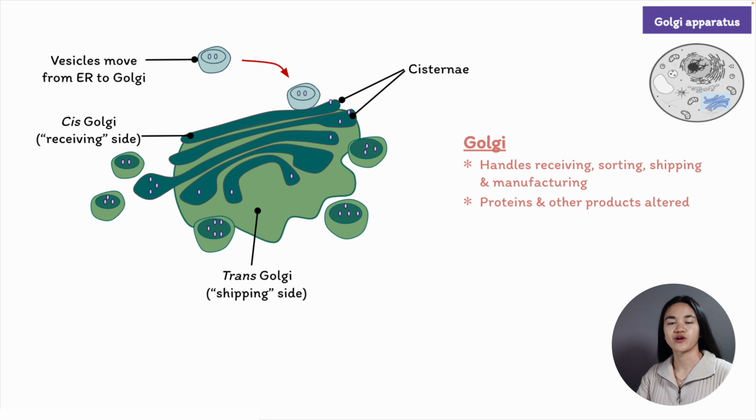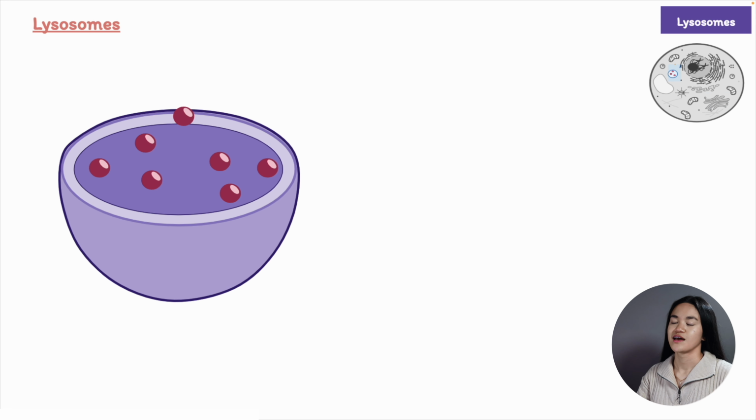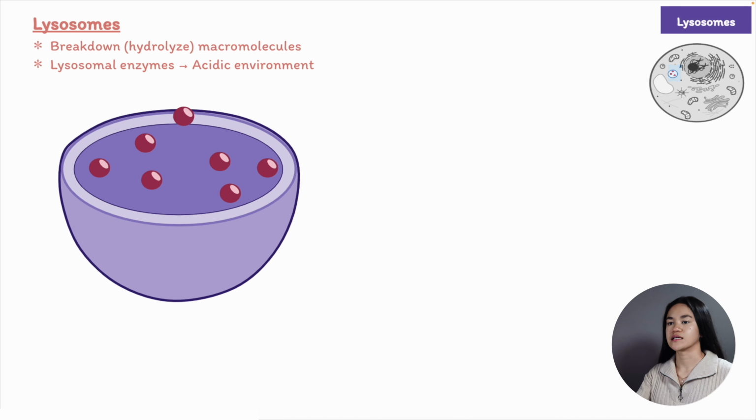The next organelle we're going to look at are lysosomes. Many eukaryotic cells use lysosomes to hydrolyze or break down macromolecules. What exactly is a lysosome though? A lysosome is a membrane sac containing hydrolytic enzymes. The enzymes, called lysosomal enzymes, work best in the acidic environment found in lysosomes.